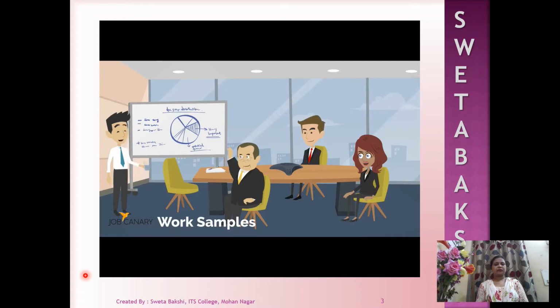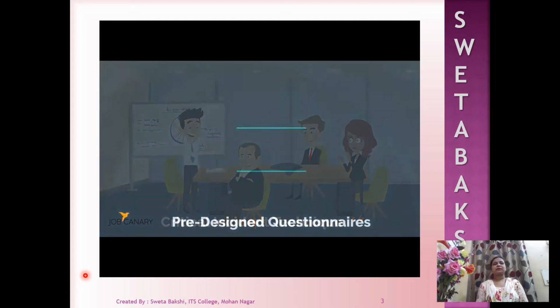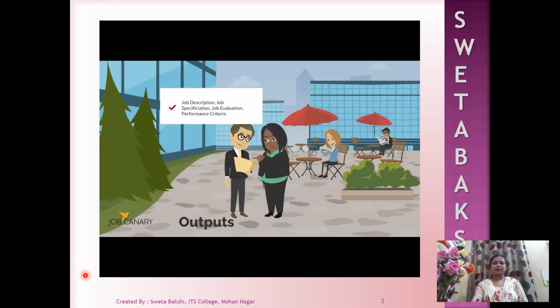In some cases, work samples will be collected in order to get more specific information. For example, the incumbent could provide an example of a widget produced or a presentation delivered. An additional method called the critical incident technique allows incumbents to illustrate work behaviors that have led to particularly successful or unsuccessful performance. Questions such as "tell me about a time" may be used. One final method is to utilize pre-designed questionnaires in order to conduct your research. Some examples include the Position Analysis Questionnaire, the Work Design Questionnaire, and O*NET Online.